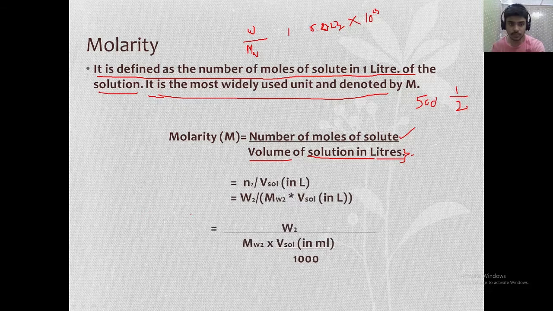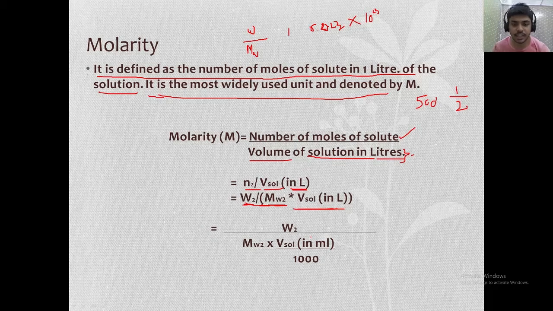Be careful. So it's basically n2, the number of moles of the solute, by the volume of the solution in liters. Or more specifically, if you have taken weight W2 of the solute by the molecular weight of the solute, that gives you the mole calculation, into the total volume of the solution in liters. Or if you want to say it in ml, because all the calculations that you will deal with are in ml only, so better divide it by 1000 and take the calculation in milliliter.